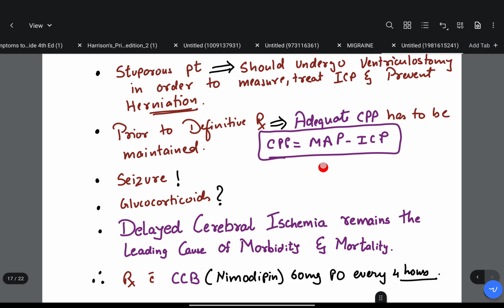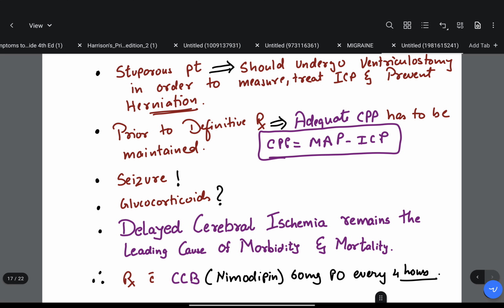So for raising the mean arterial pressure, we can use plasma volume expanders or vasoactive agents such as noradrenaline. If the patient with subarachnoid hemorrhage presents with seizures, which are not often present, Harrison says the use of levetiracetam is good and phenytoin must be avoided. Is there any use of glucocorticoids in subarachnoid hemorrhage? The answer is no. There is no evidence related to its effectiveness.